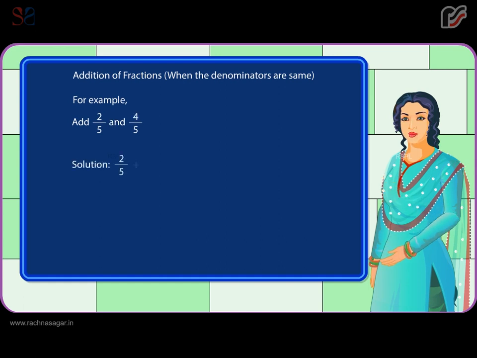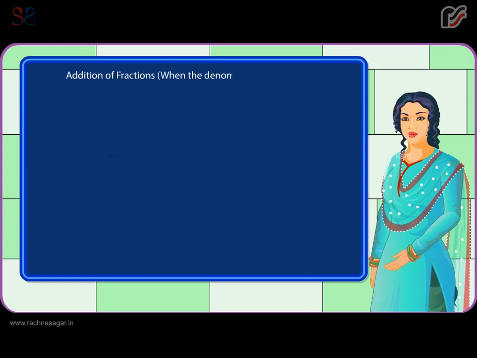Solution: 2/5 plus 4/5 is equal to (2 plus 4) divided by 5, which is equal to 6/5. Addition of fractions when the denominators are different. For example, add 3/5 and 7/8.